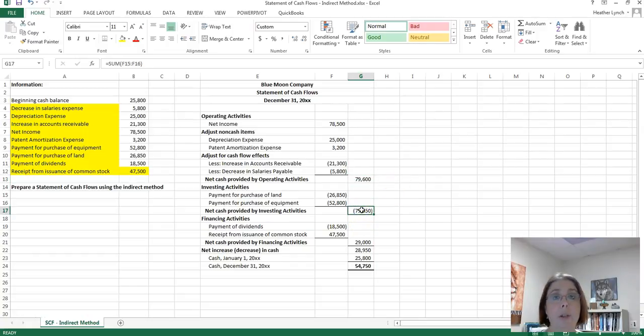Investing, it is okay to be negative because it means you are investing in your company. You're making it grow. Financing activities can be either positive or negative depending on what you're doing at this point in time. So this just gives you a nice broad idea of the statement of cash flows using the indirect method. I did not pick on some of the accounts that we've already learned at this point, but I want you to get an idea of what to expect.